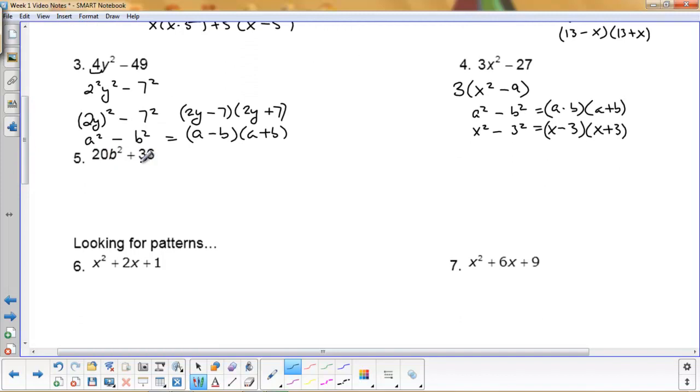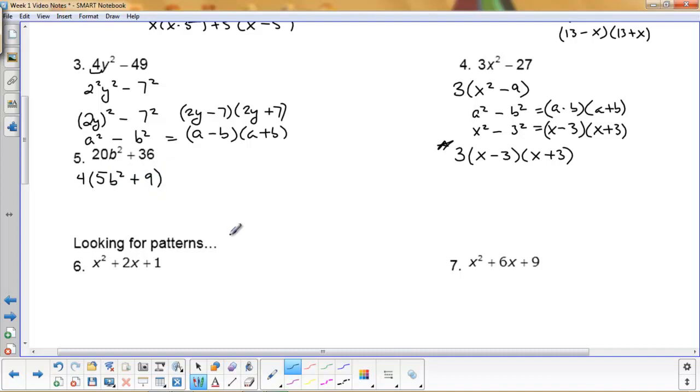20b squared minus 36 has a GCF of 4. So I'm going to go ahead and take that out, and I get 4 times, oh, let me pause and go back. I did not rewrite this correctly. I forgot about the GCF that I took out at the beginning. I almost made the same mistake I asked you guys not to make. So please be very mindful of whatever GCF you take out. Okay, back to this problem. I get 5b squared plus 9.